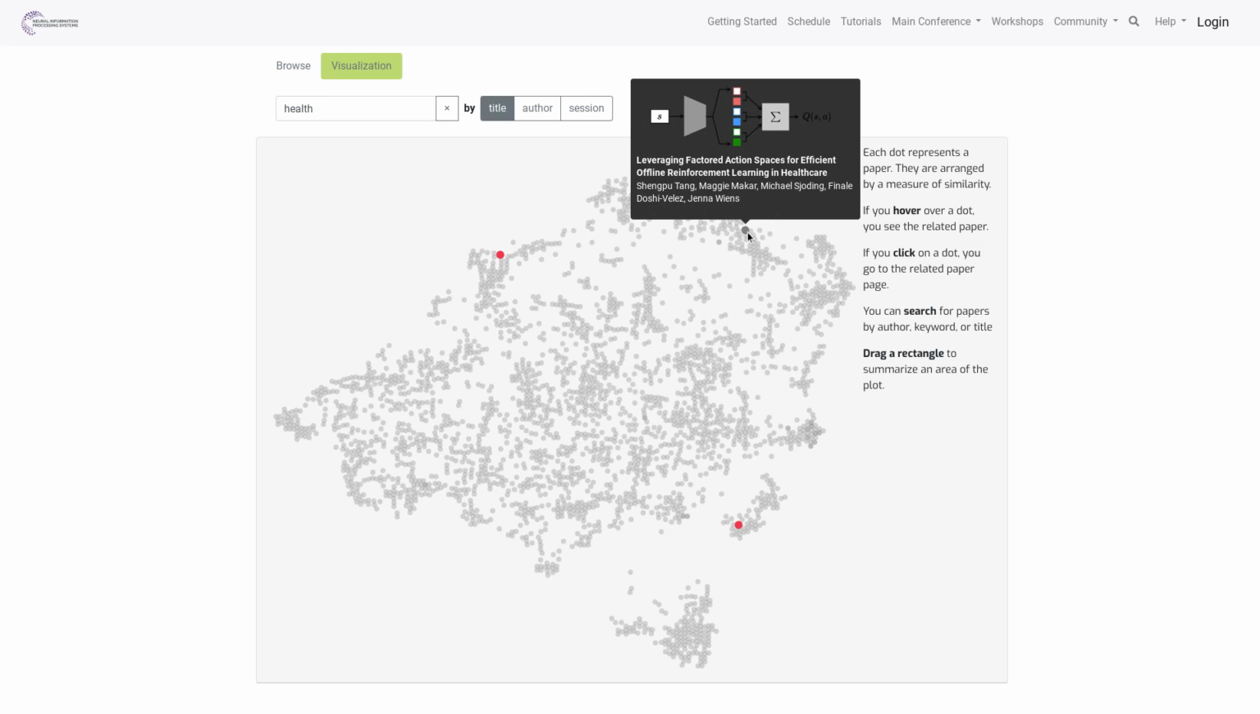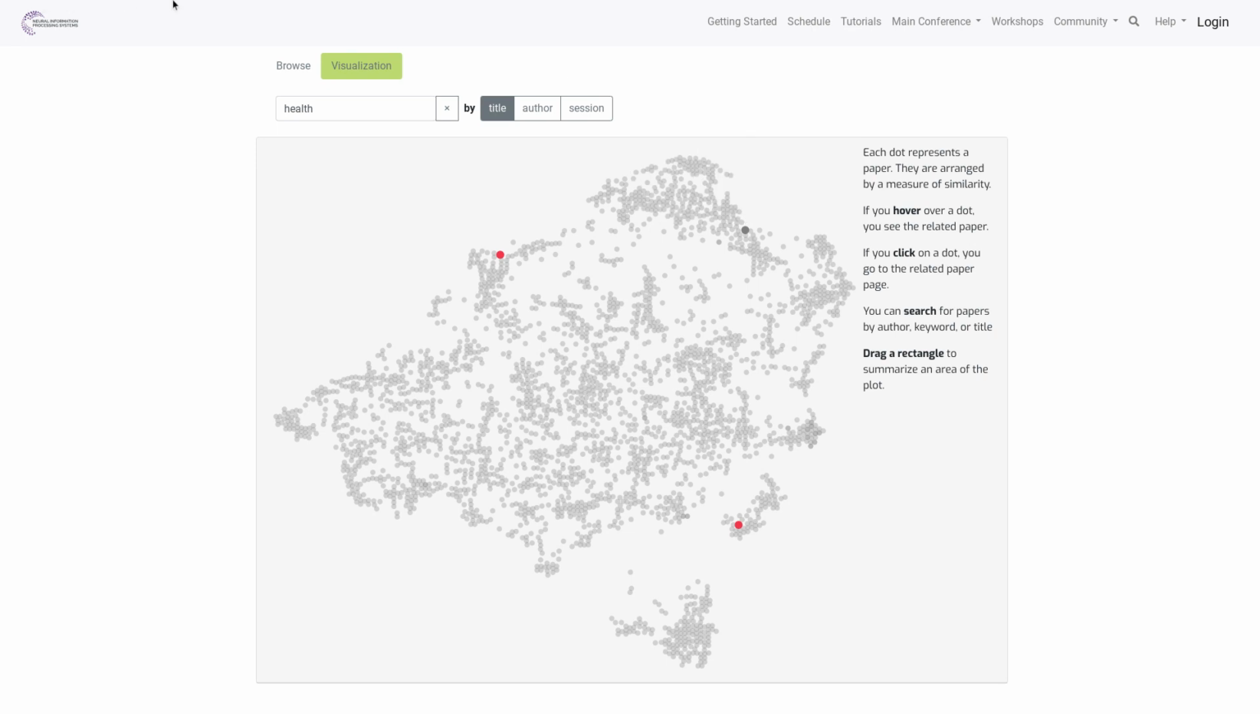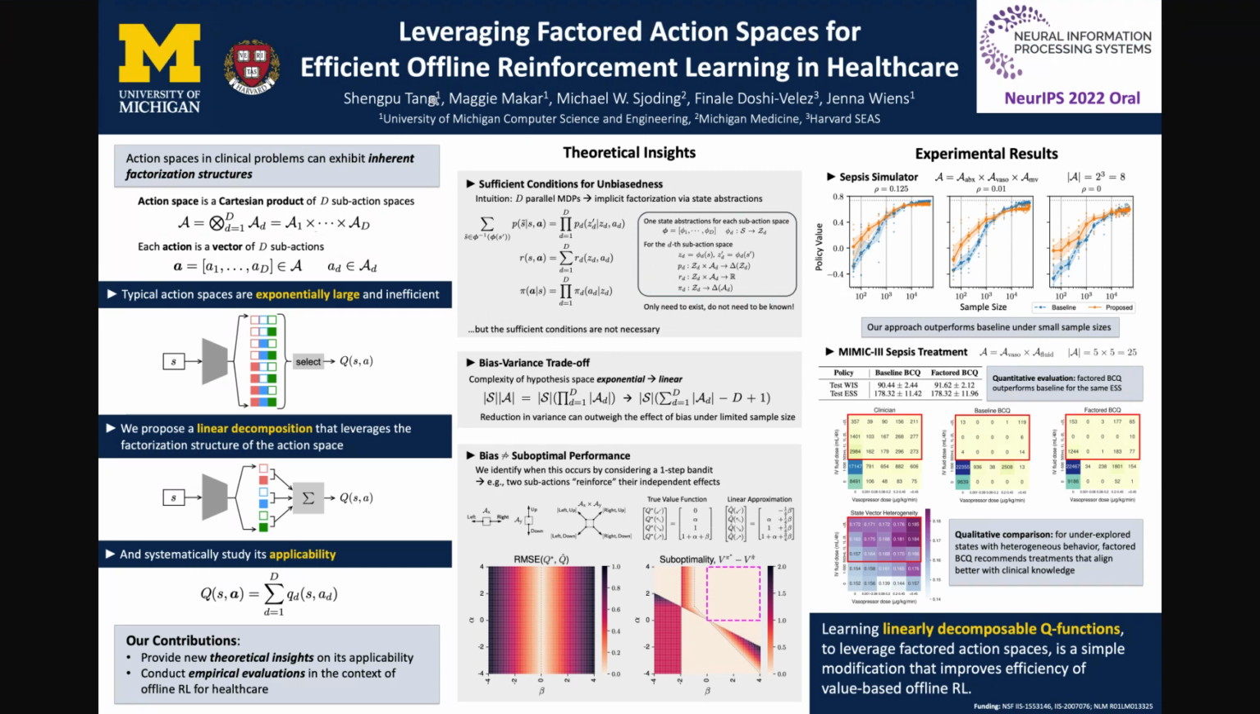Hey there again. This is the fourth abstract of the medical topic abstracts from NeurIPS 2022. We're looking at leveraging factored action spaces for efficient offline reinforcement learning in healthcare by Shengpu Tang et al.